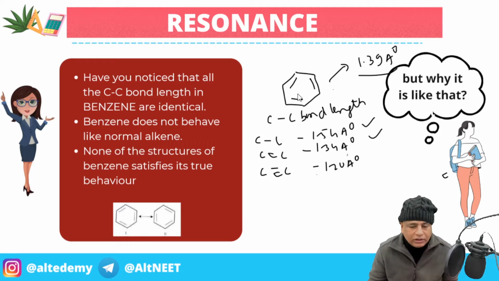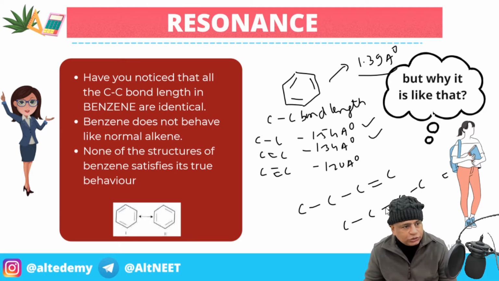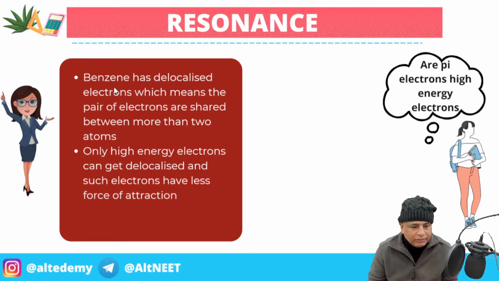Moreover, if we take this as a normal alkene, benzene is not behaving like a normal alkene. It doesn't give all those reactions of a normal alkene. A normal alkene undergoes electrophilic addition, whereas benzene does not undergo electrophilic addition. It gives electrophilic substitution rather, but it does not give electrophilic addition. Okay, we'll try to explore further. Benzene has delocalized electrons, which means the pair of electrons are shared between more than two atoms.